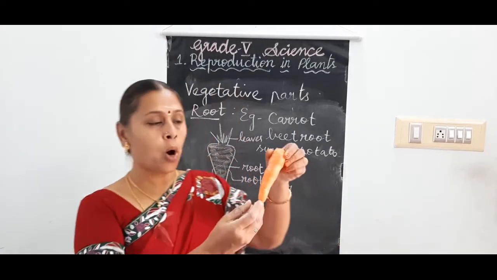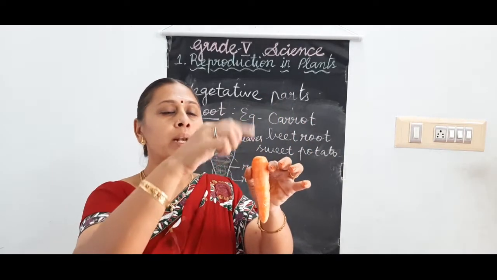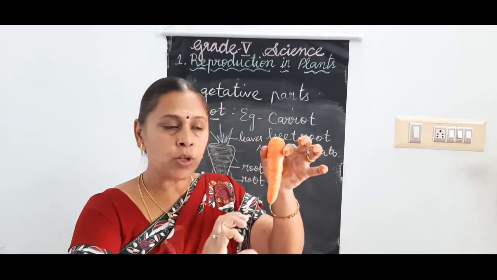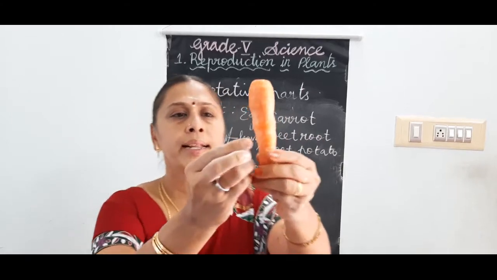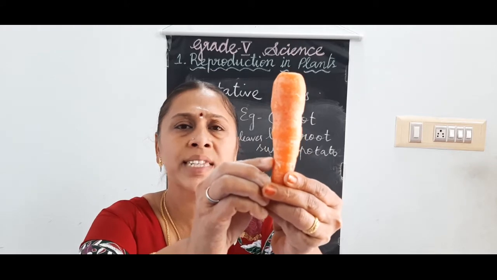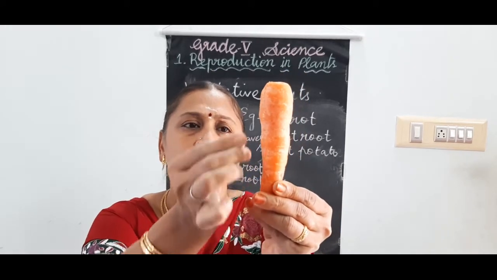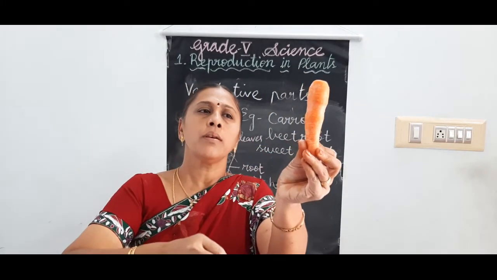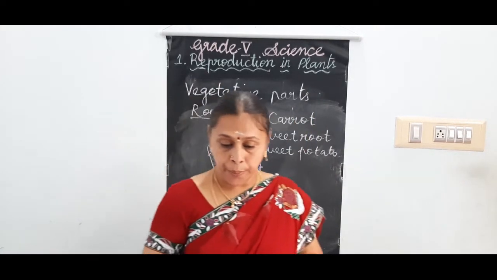Now I have brought a carrot also for you to show, and above this only the leaves will arise above the soil, and this will be present below the soil, and this is the root part. What we are eating, that is the root part, and in this only one root hair is here. I don't know whether you could see this or not because it is very thin. And this is a root hair. Like this small root hairs will appear throughout the surface. Okay. And this is the root part which helps the plant to reproduce.